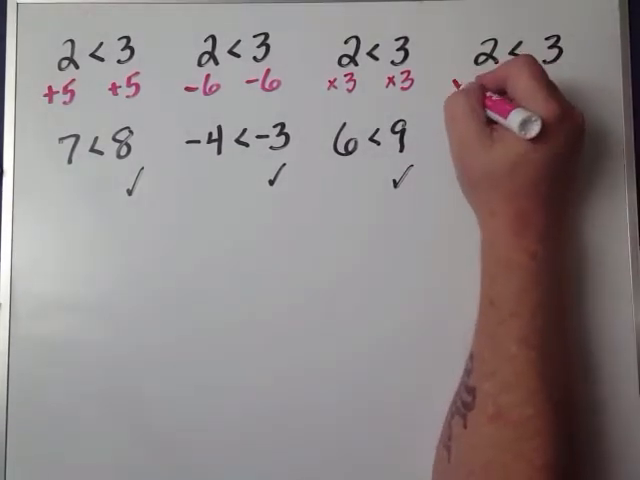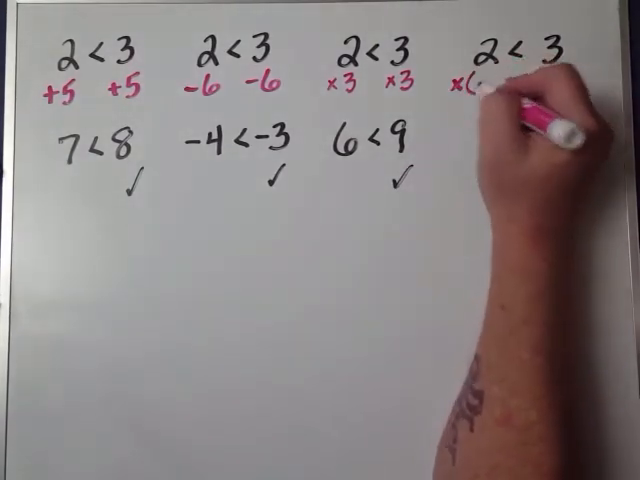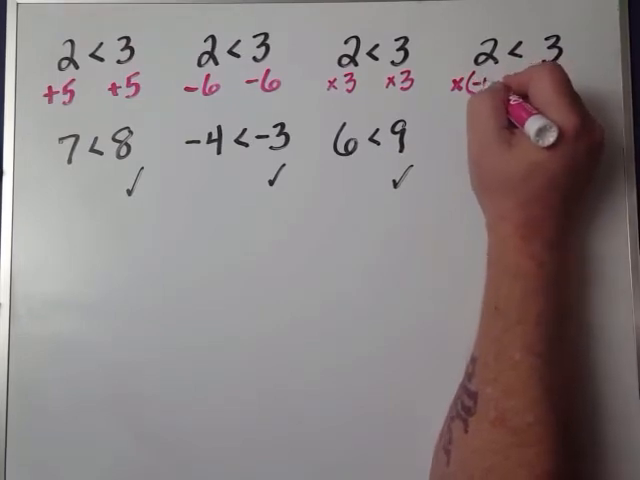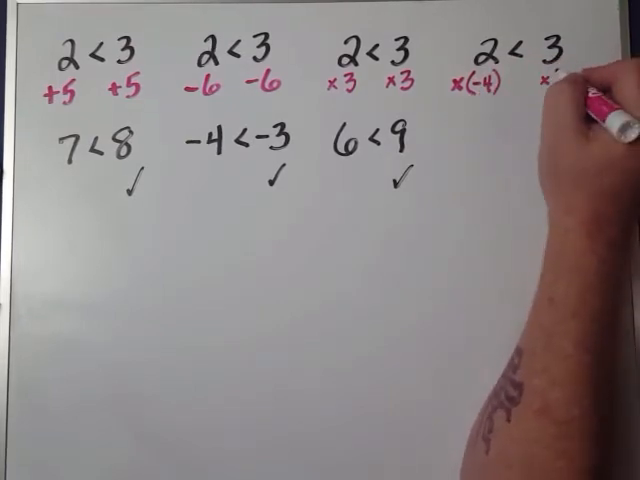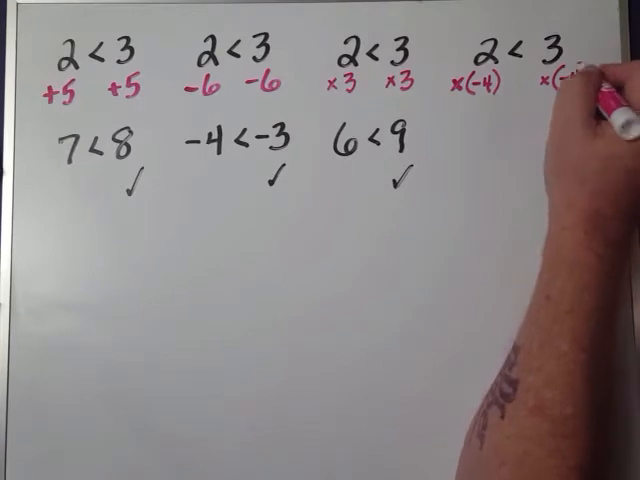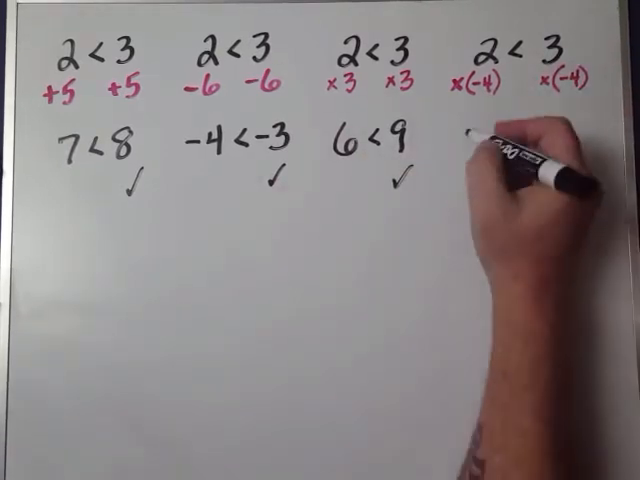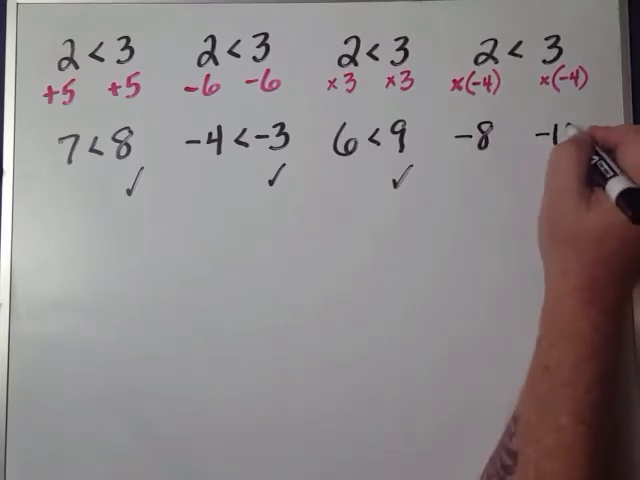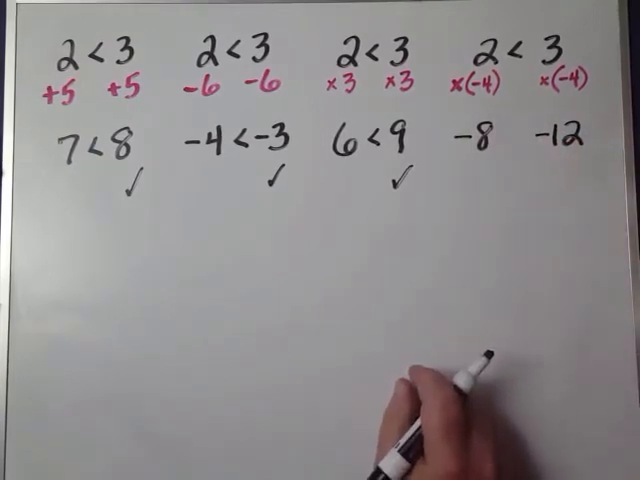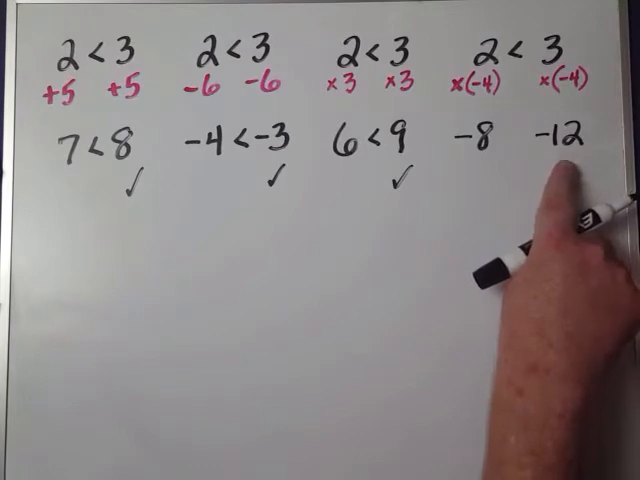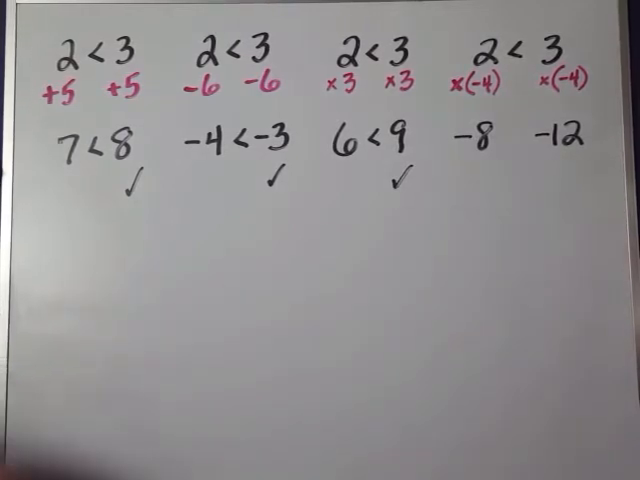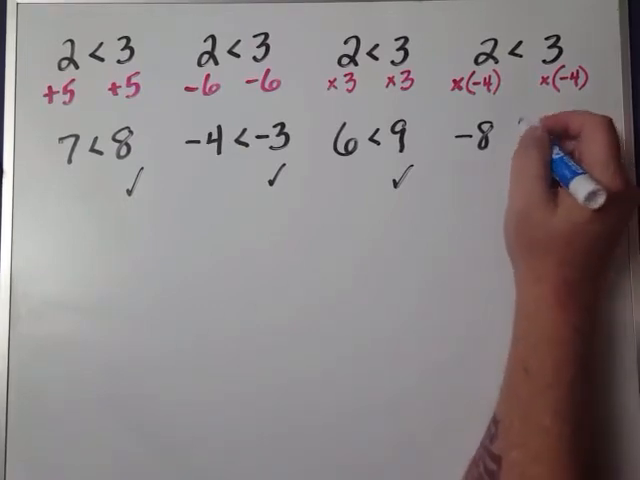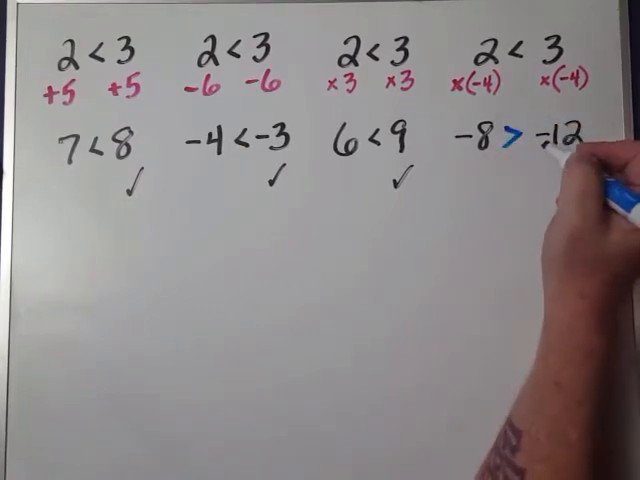Let's multiply both sides by a negative number. Let's multiply both sides by, say, -4. Multiply both sides by -4. That gives me a -8 on the left, a -12 on the right. -12 is the smaller of these two numbers. -12 is the smaller. And so, for this to be true, I would have to have a greater than sign there.